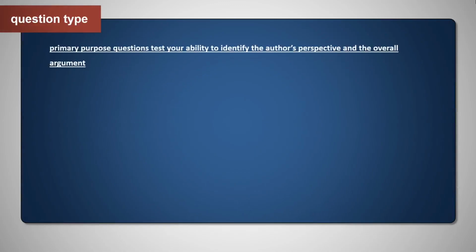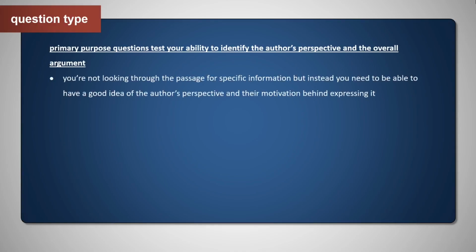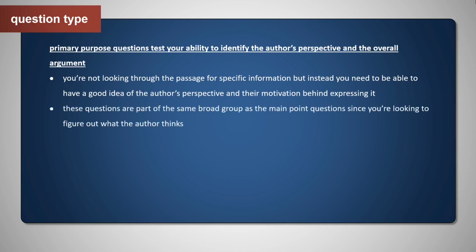So looking at the information in terms of the question type, the primary purpose questions test your ability to identify the author's perspective and the overall argument. So you're not looking through the passage for specific information, but instead you need to have a good idea of the author's perspective and their motivation behind expressing that perspective. These questions are part of the same broad group as the main point questions, and you saw in the previous ones the author's attitude in some sense, but they're more similar to the main point questions since you're looking to figure out what the author thinks, and also because they're more general.